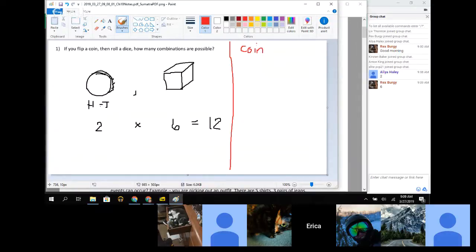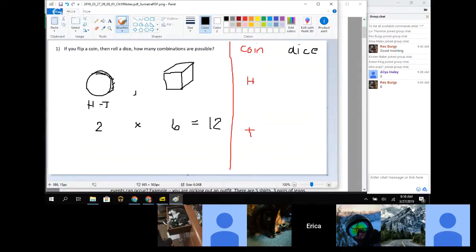So for the coin, you could have heads or tails, right? And then next up, you're going to do your dice, which you can now call a die or a dice, I guess, when it's one. That's what I heard. I don't know if that's true or not.